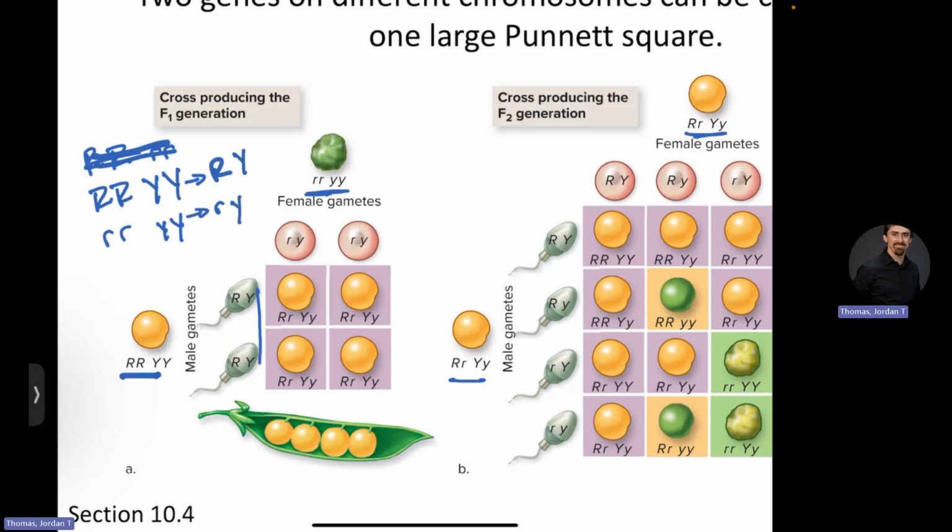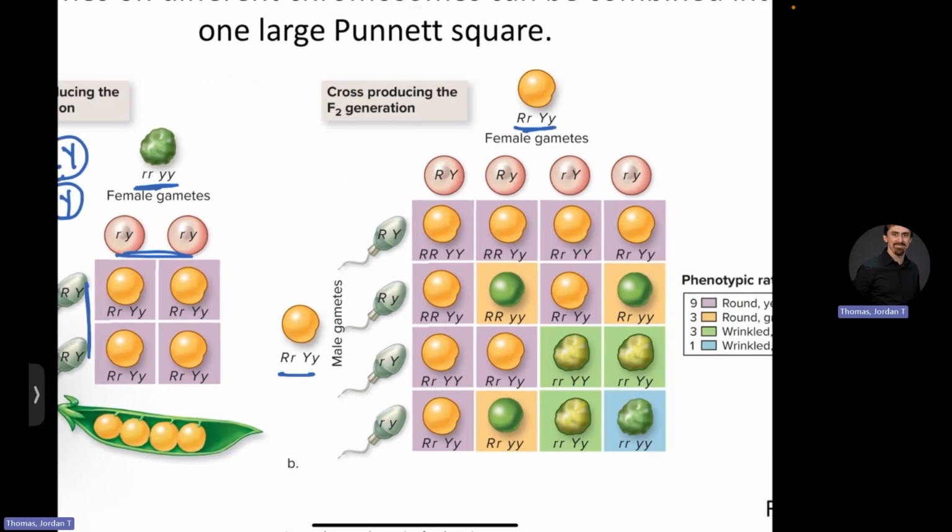So that's why on the side we have big R and big Y, because that's all that can be produced, big letters. And that's why on the top we get little letters, because that's all that can be produced. We're taking one allele from each gene and combining it together. So in this case, we always have the dominant trait. They're all yellow, all round.